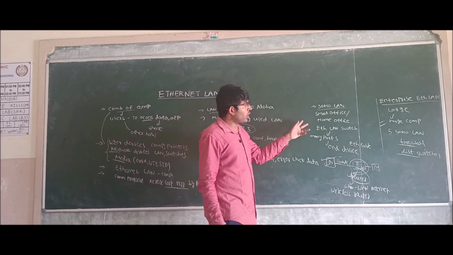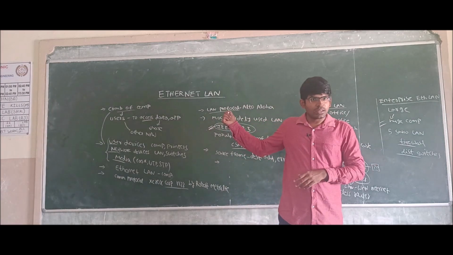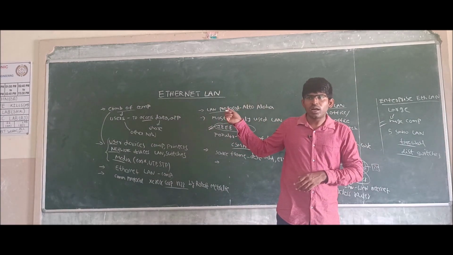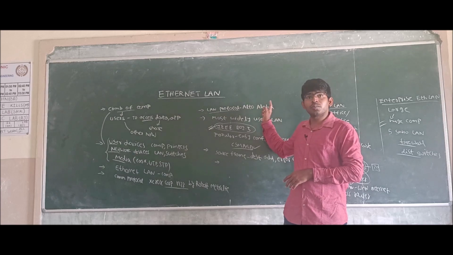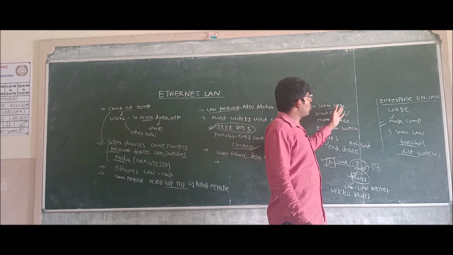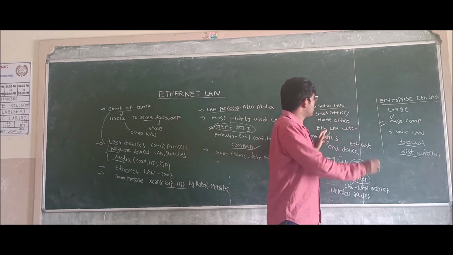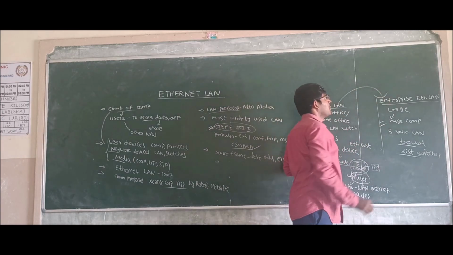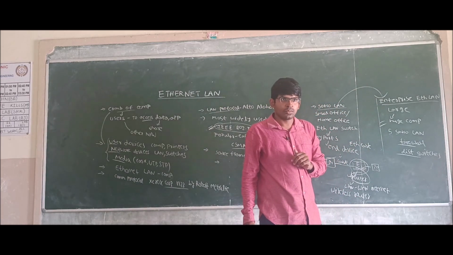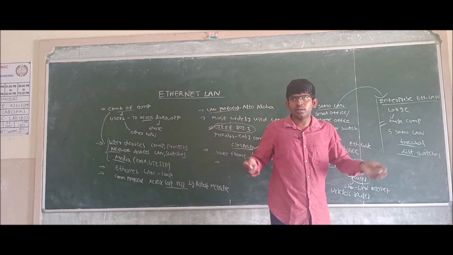We have mainly SOHO LAN and Enterprise LAN. This Ethernet LAN is also called Aloha, Alto Aloha. We have SOHO LAN and Enterprise LAN. The extension of SOHO LAN is nothing but Enterprise LAN. Okay, this is what Ethernet LAN is.